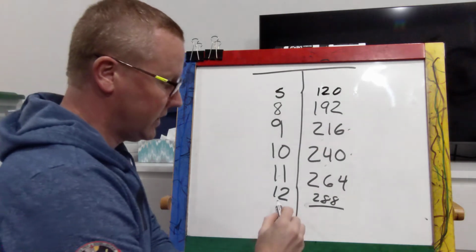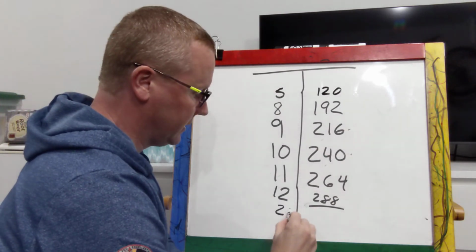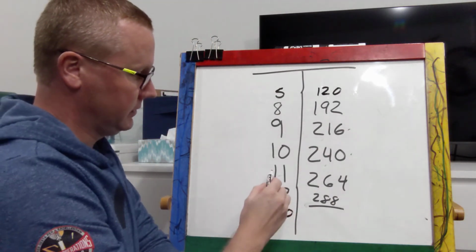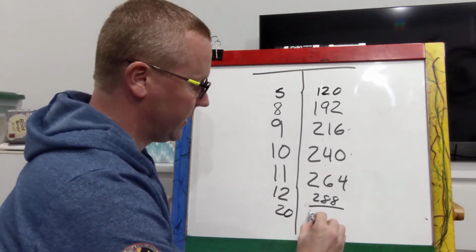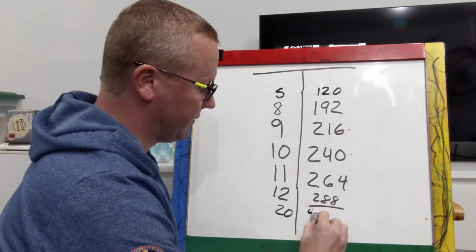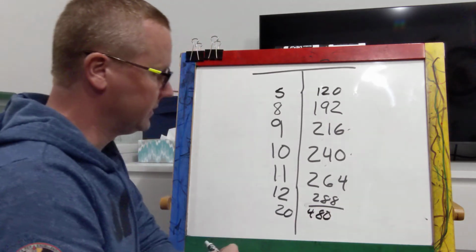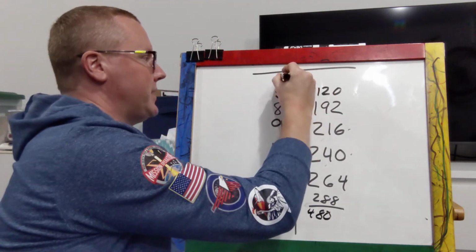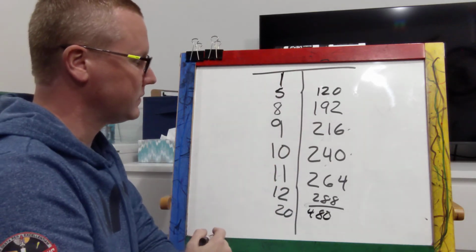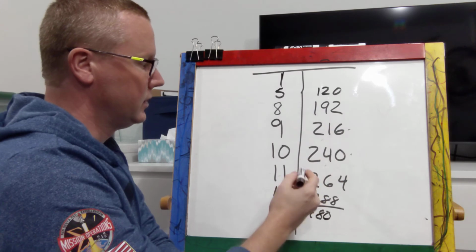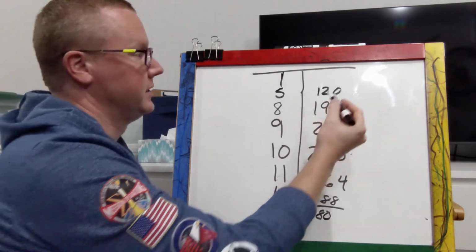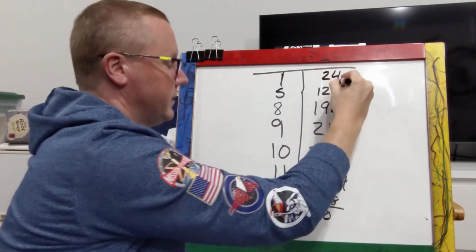Well, I have 5, and 5 is half of 10, so I could take half of 240, and you get 120. What if I go down here and I ask for 20? Well, 20 is double 10, so I can double 240 and I get 480. What if my last one I went up here and I went to 1? Well, if 10 times 24 is 240, 1 times 24 is 24.